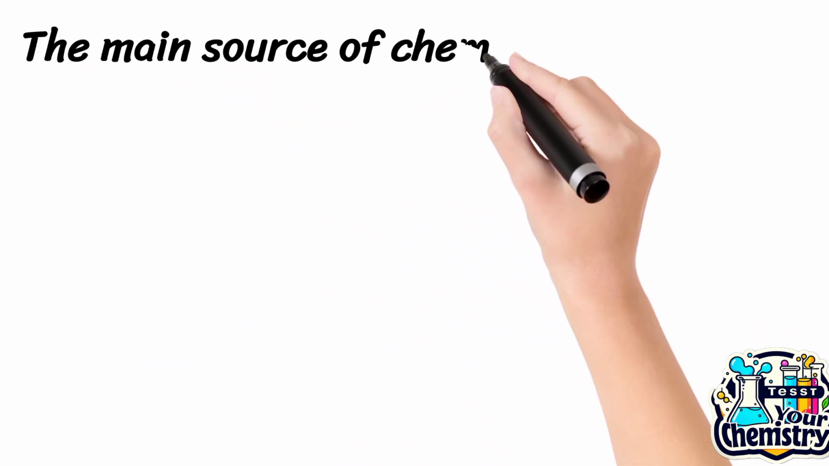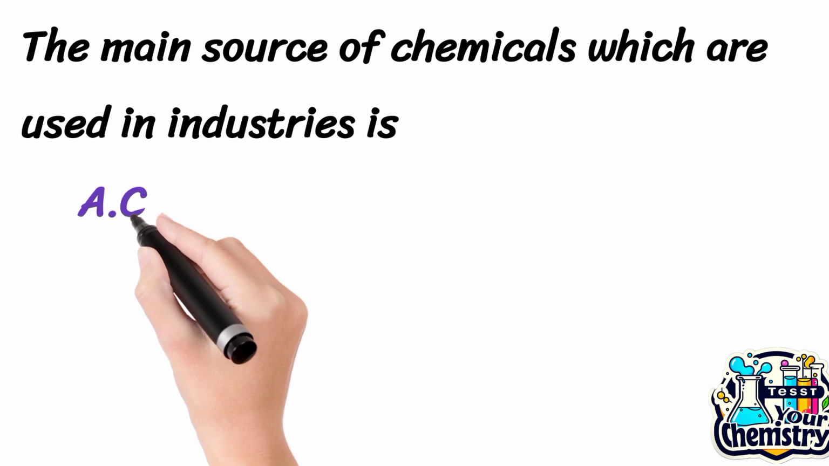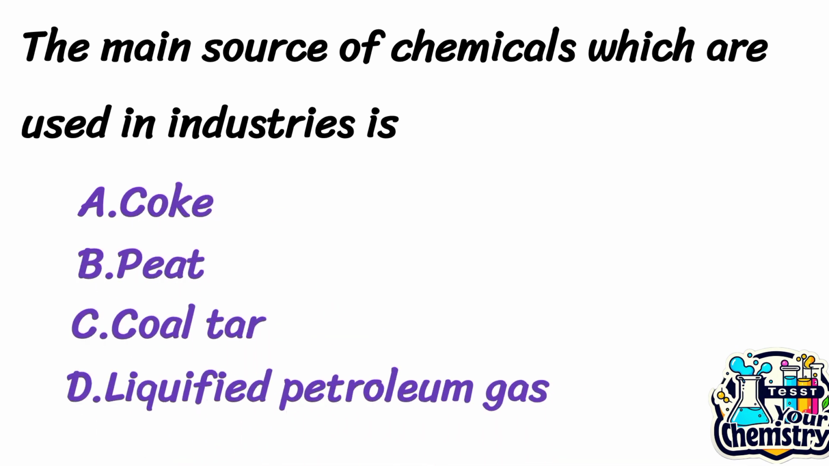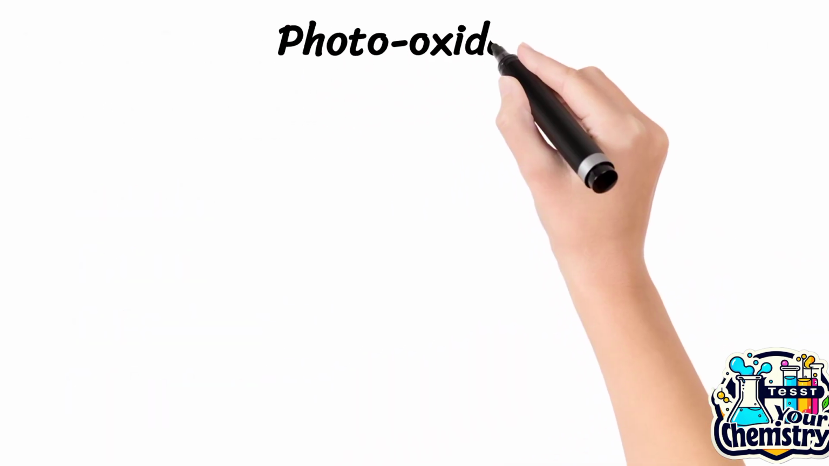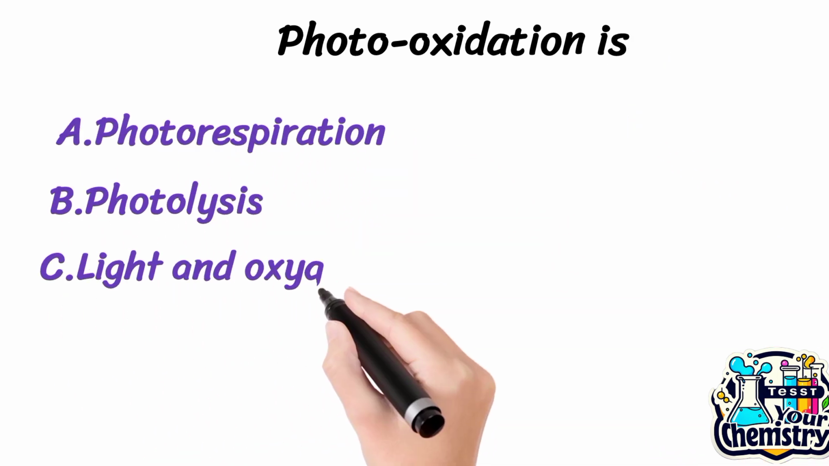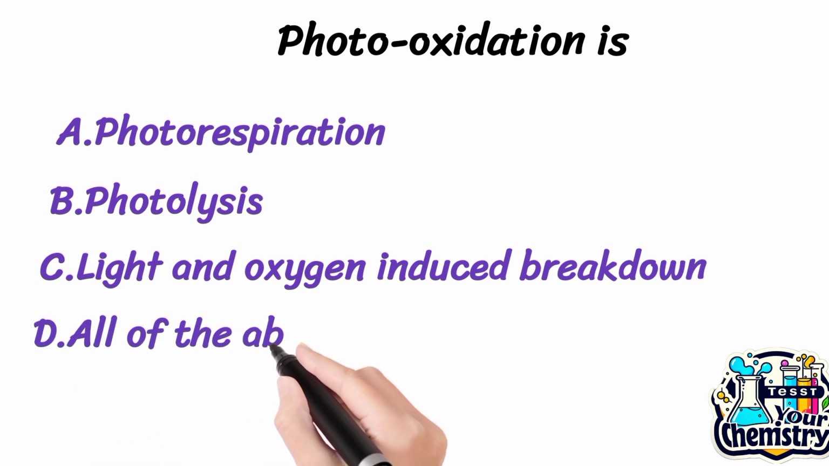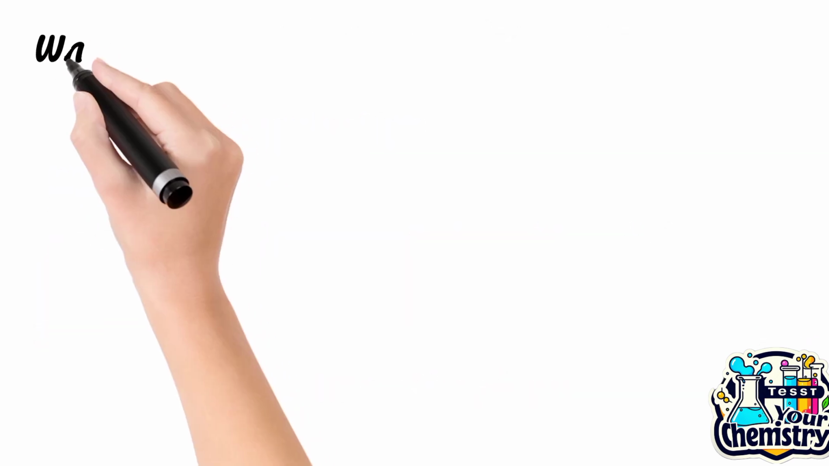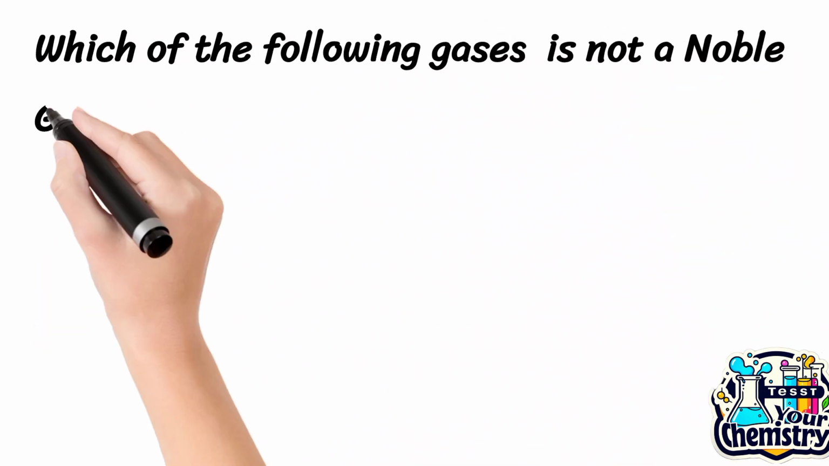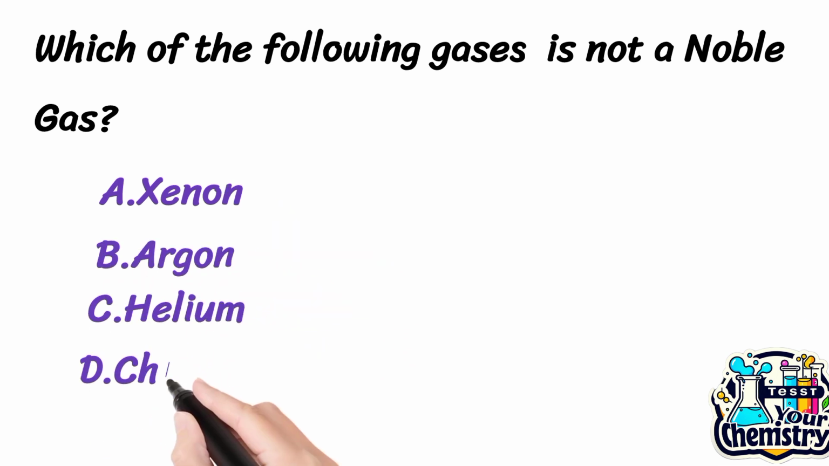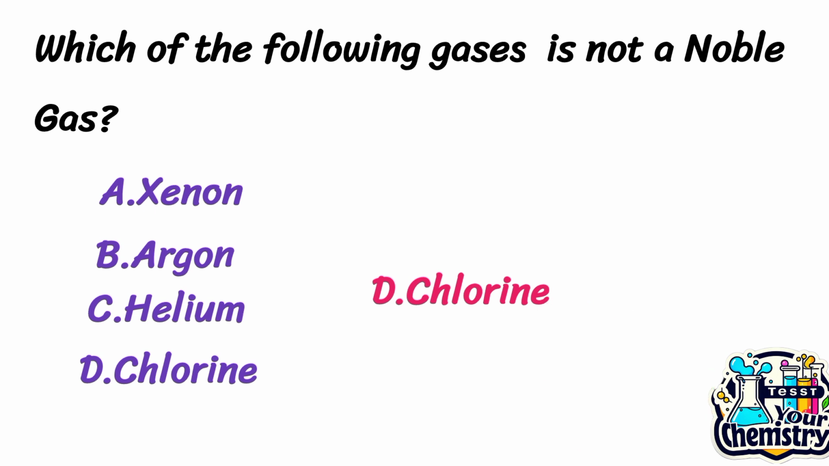Main source of chemicals which are used in industry is coke, peat, coal tar, liquefied petroleum gas. Correct option is option C, coal tar. Photooxidation is photorespiration, photolysis, light and oxygen induced breakdown, all of the above. Correct option is option D, all of the above. Which of the following gases is not a noble gas? Xenon, argon, helium, chlorine. Correct option, option D, chlorine.